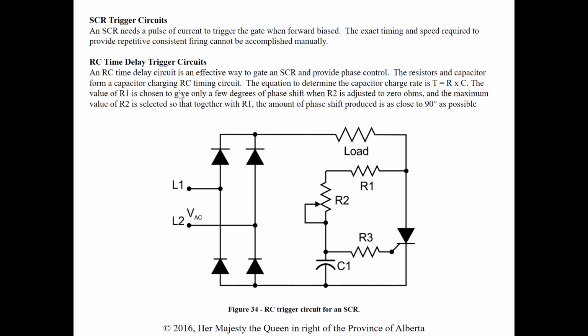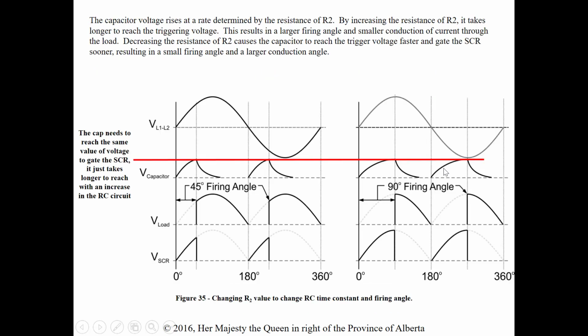The value of R1 is chosen to give only a few degrees of phase shift when R2 is adjusted to 0 ohms. And the maximum value of R2 is selected so that, together with R1, the amount of phase shift produced is as close to 90 degrees as possible. So we're using R1 as part of the resistance too, but we're only adjusting R2. The capacitor voltage rises at a rate determined by the resistance of R2, the adjustable potentiometer resistor.